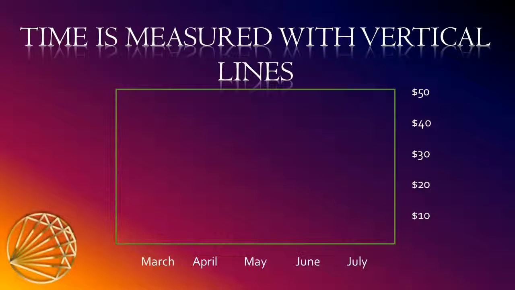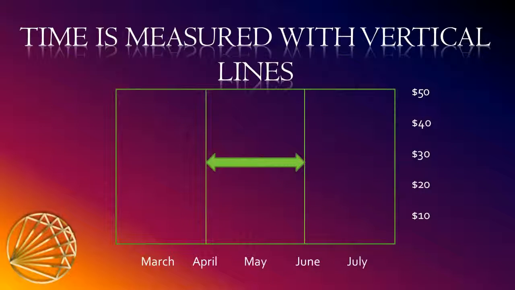The time or x-axis of a price chart is usually displayed on the bottom of the screen here. Time is measured with vertical lines on the chart, such as these. As these lines only intersect with the x or time axis, they don't reflect any price value.